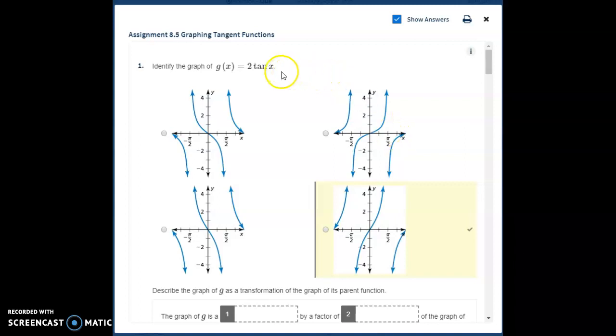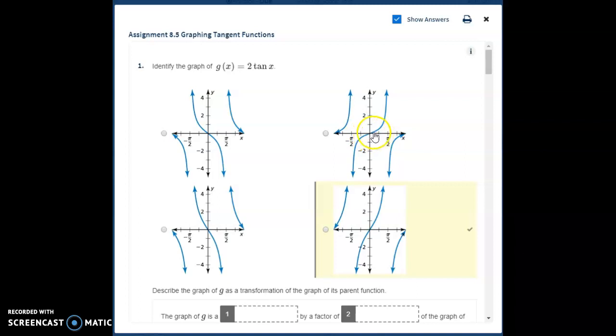Let's look at the assignment 8.5. Number 1, graphing 2 tangent of x. So first thing to notice, it's the tangent function, so it is going to look like these down here. It's a positive tangent, so it's not going to be this one or this one, because those represent the negative tangent function. So we look over at this one, and we notice that it has a 2 in front, which represents the amplitude, or the vertical stretch.